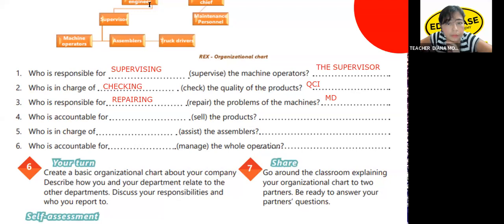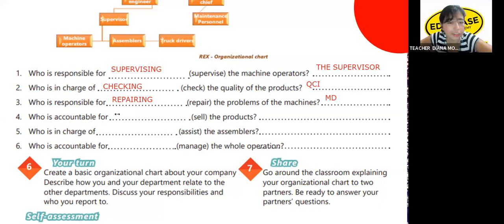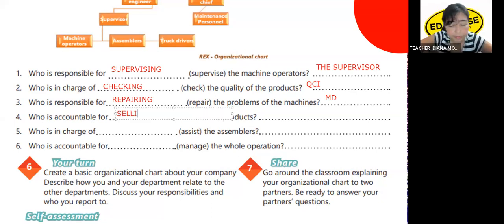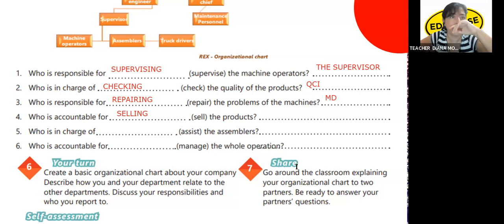Who can be a volunteer? Any volunteer to do number 4? Me, coach. Okay. Who is accountable for selling the products? Correct. Selling. Financial department.